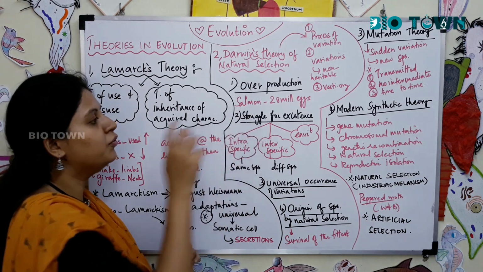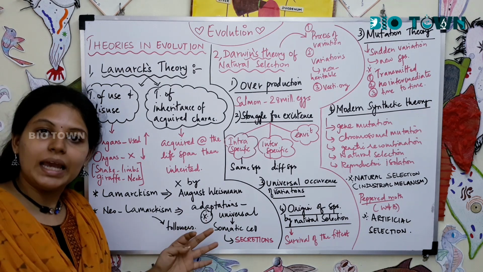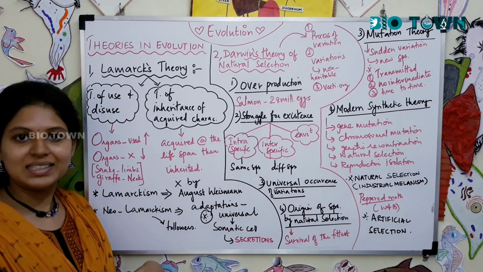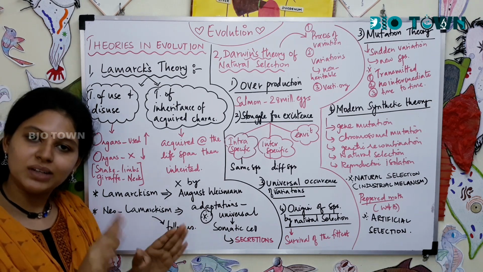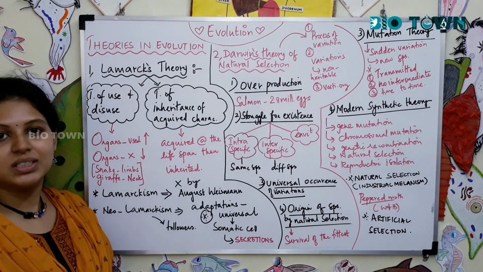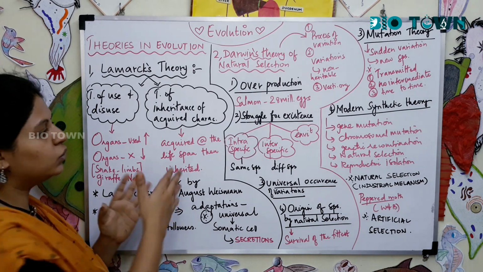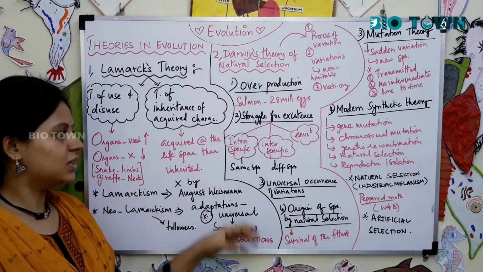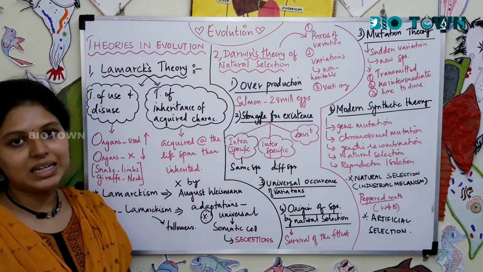Now salmon fish lay 2.8 million eggs. What happens when all of these eggs hatch? The ocean will be filled only with salmon fish, right? That's why he told about the second theory, which is the struggle for existence. There were three struggle theories: intraspecific, then interspecific, and then environmental.